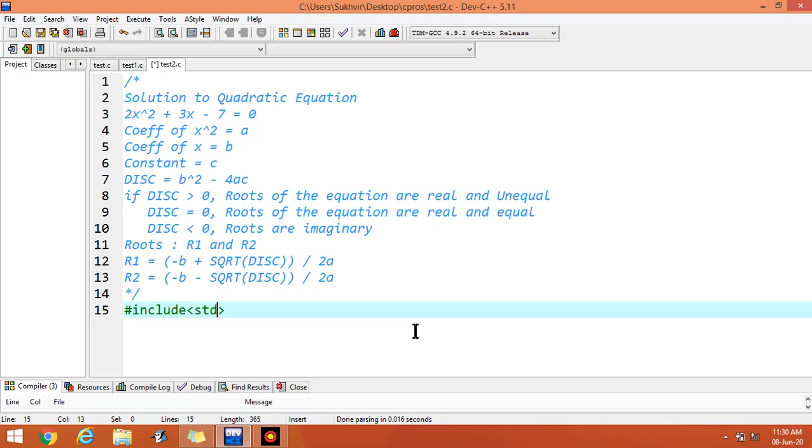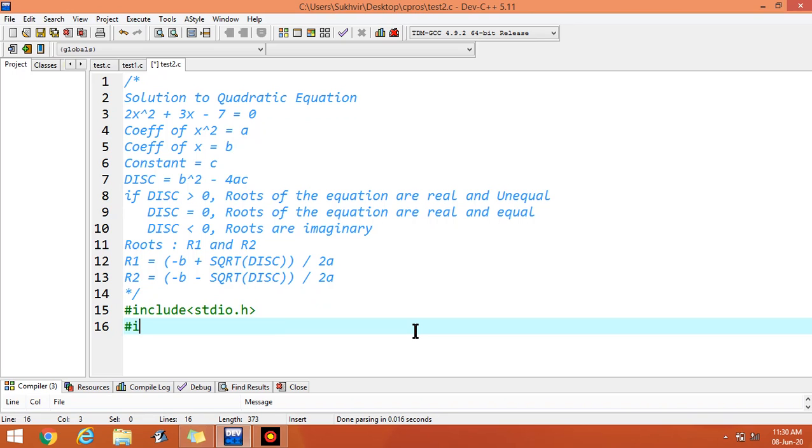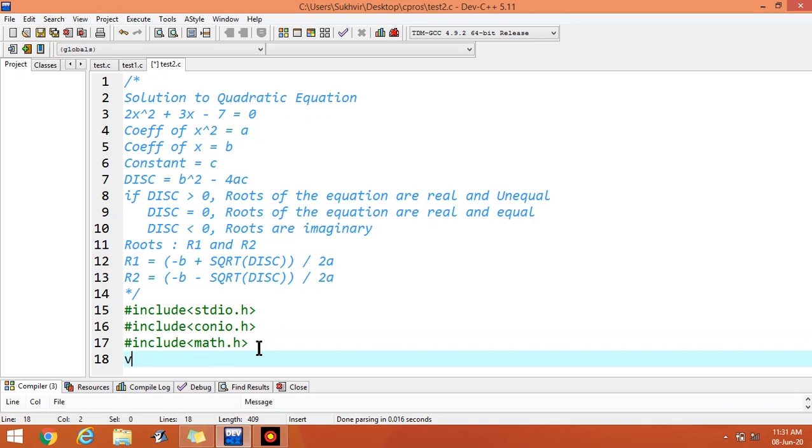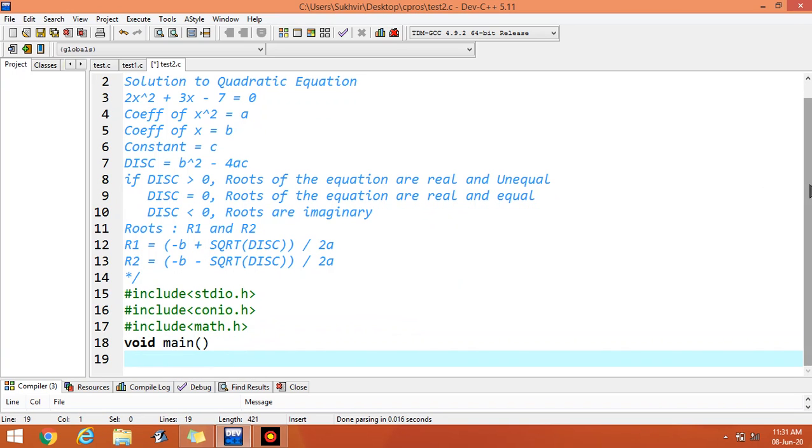First of all, header files. First is stdio.h and second is conio.h. The third header file required in this program is math.h, because when I have to apply square root, I have to use math.h. Then void main, then start the main function.